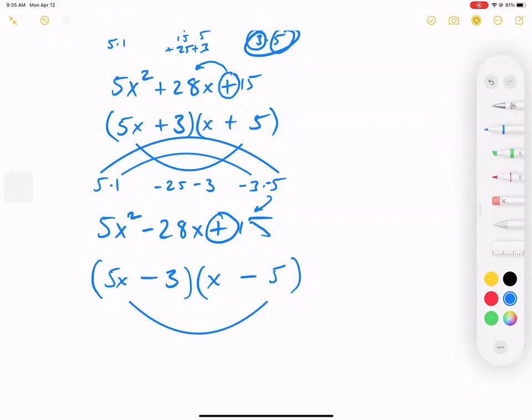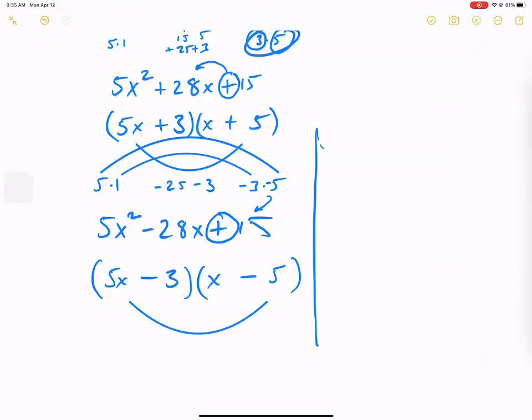Now we're going to use the same numbers again this time. Same numbers. Except this time, I'm going to give you guys 5x squared minus 22x minus 15. Okay, 5x squared minus 22x minus 15. Now we're going to use the same numbers. We said 5 and 1 and 3 and 5. These are still going to work for us.